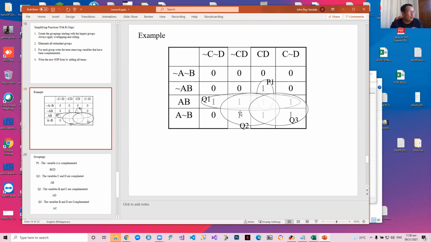For Q2, this is quad 2. So we have AB, A not B, not C not D, and CD. Take note, not C and C is a complement. D and D is not. And B and not B is a complement. Therefore we can remove B and C. So for Q2 we will only have AD.